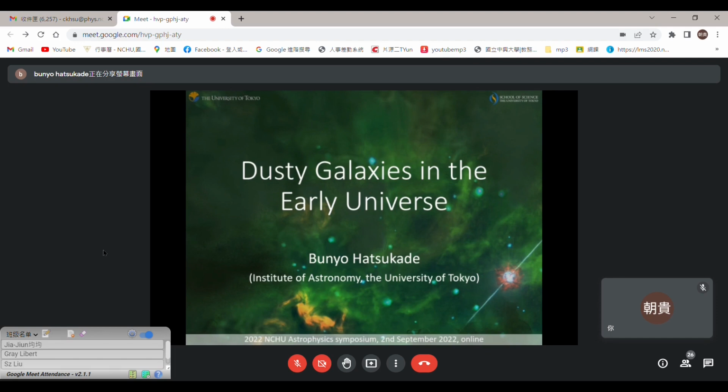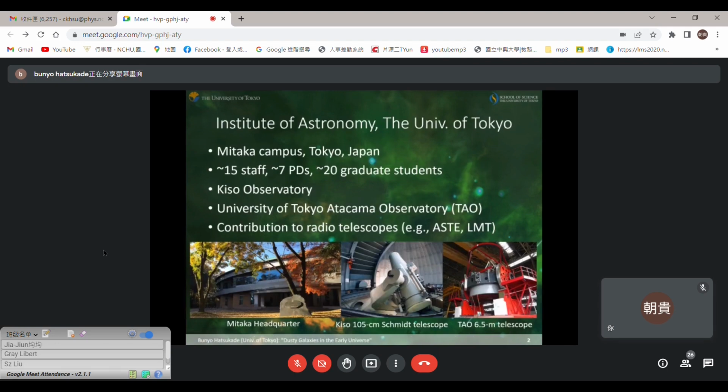I'm Bunyo Hatsukade from the University of Tokyo. Today I'm going to talk about dusty galaxies in the early universe. I have postdocs and graduate students working together in a variety of scientific fields in astronomy. We are operating the KISO Observatory in Japan, which has a 105 centimeter optical telescope.